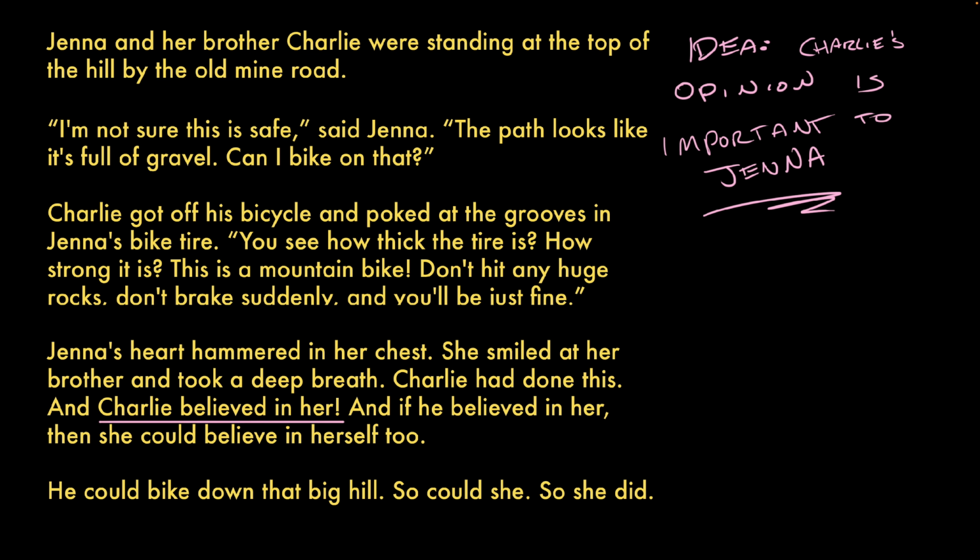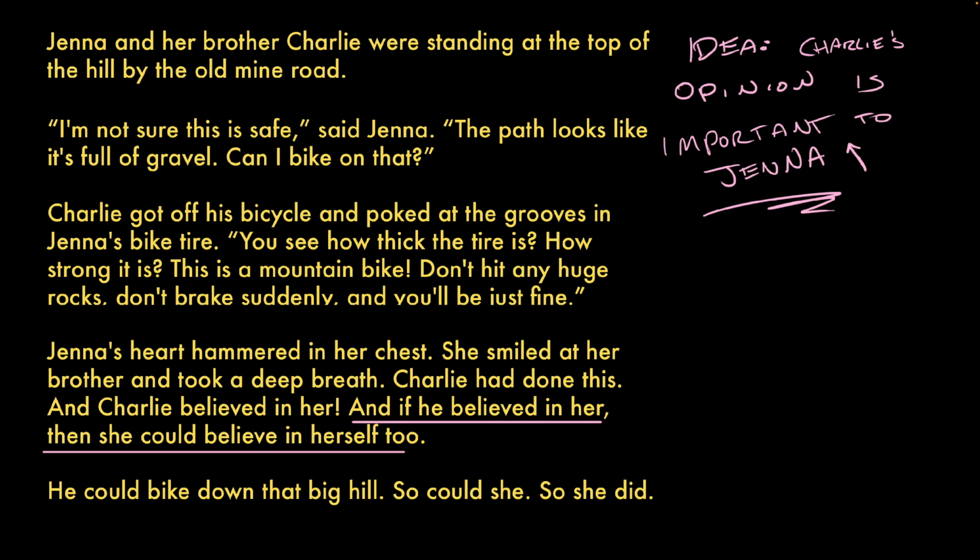Now, let's go on to step 3 and analyze this evidence. Is this closely related to our idea? Well, it's describing Charlie's opinion, but it doesn't tell us anything about whether Charlie's opinion is important to Jenna, right? That's the key. So this is connected, but it's not clearly connected enough. We've got this next sentence, and if he believed in her, then she could believe in herself too. This also tells us something about Charlie's opinion. He believed in Jenna.